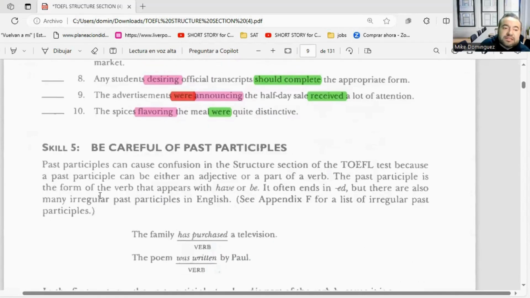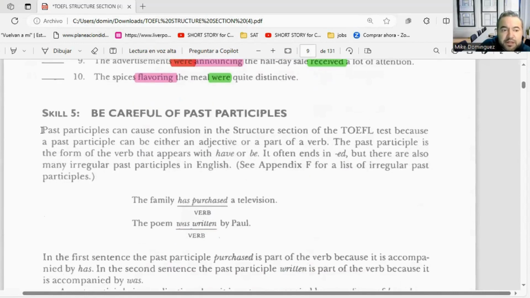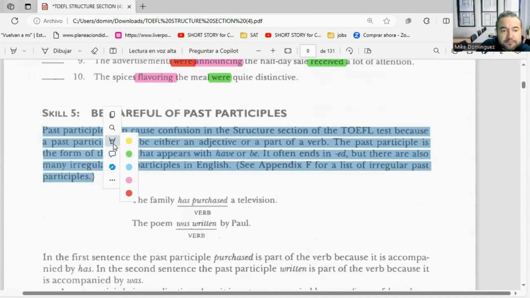Okay, let's move on to skill number 5. Be careful of past participles. Can you help me to read the definition of this, please, Carlos?